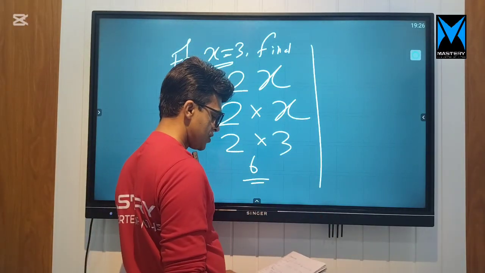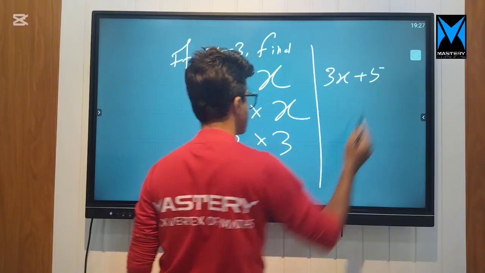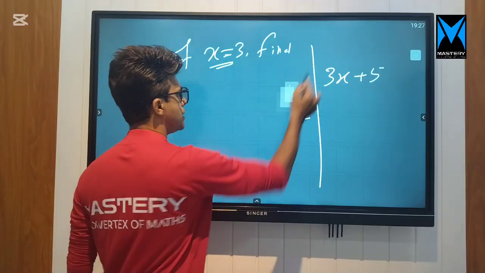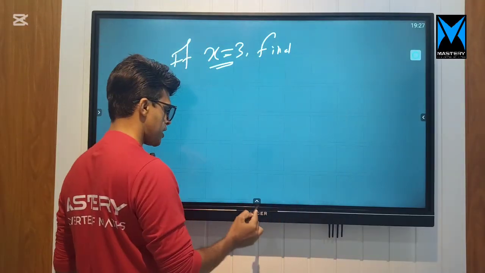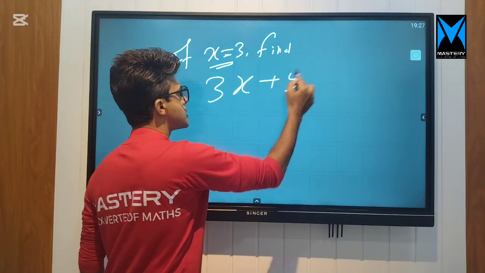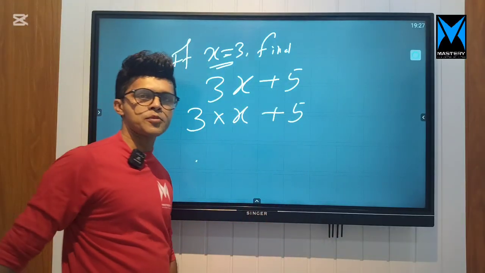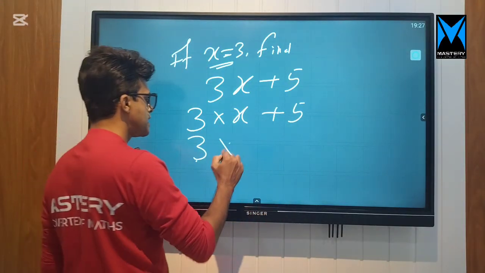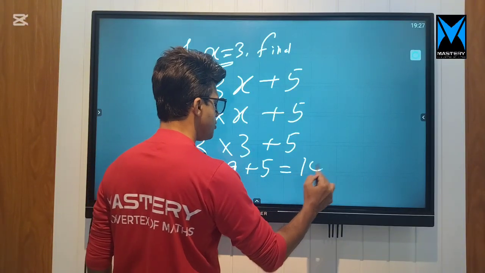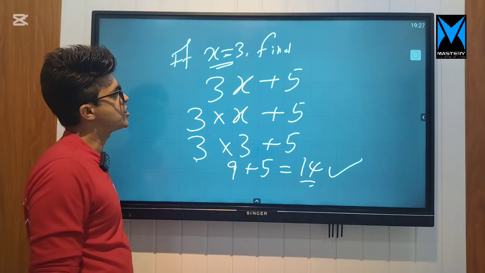So how can you get the value of this one? 3x plus 5. How do you get the value of 3x plus 5? 3x means 3 into x, plus 5. We are able to substitute the value of x here, that is 3. So 3 times 3 is 9. 9 plus 5 is 14. This is the answer. Okay. 3 times 3 is 9, 9 plus 5 is 14.